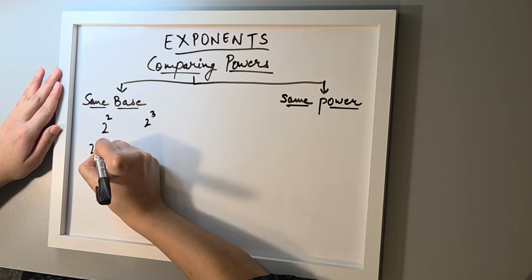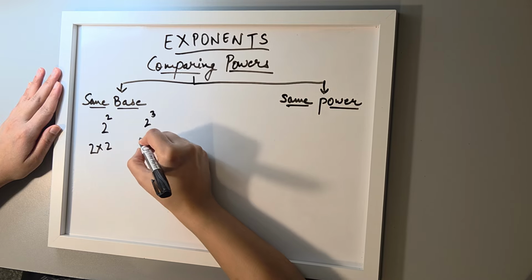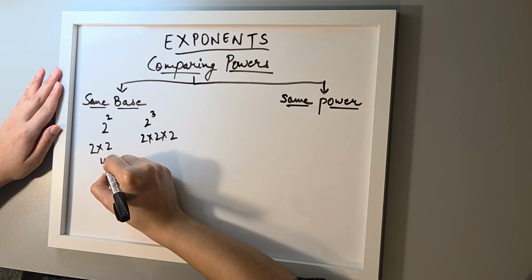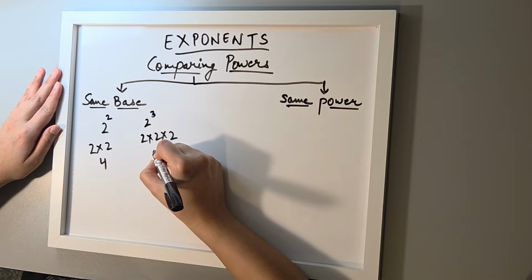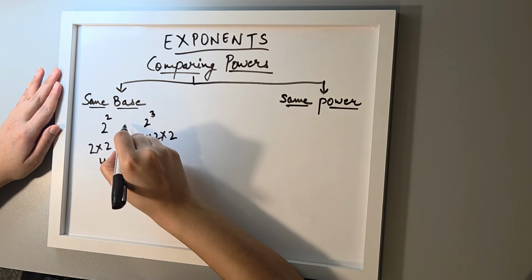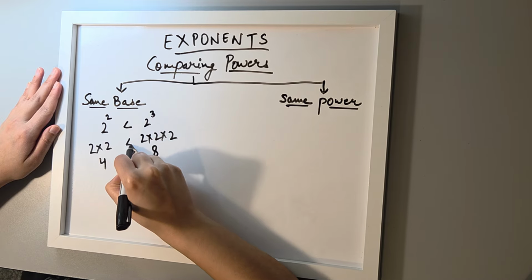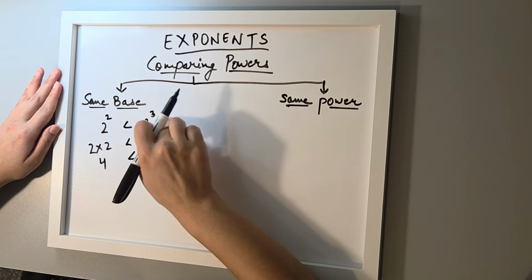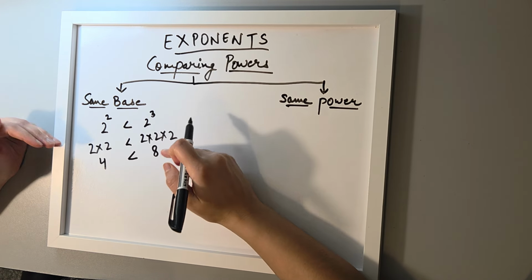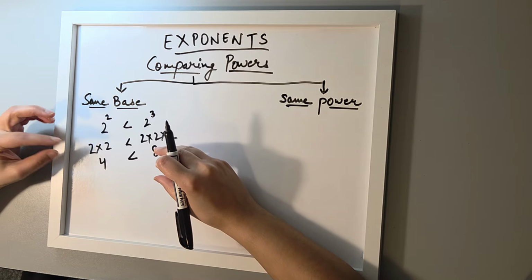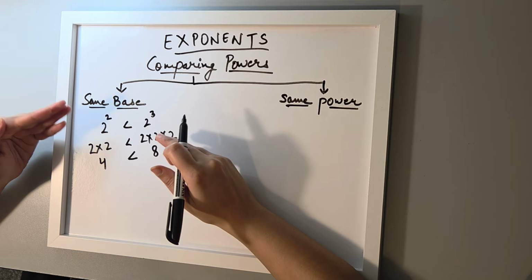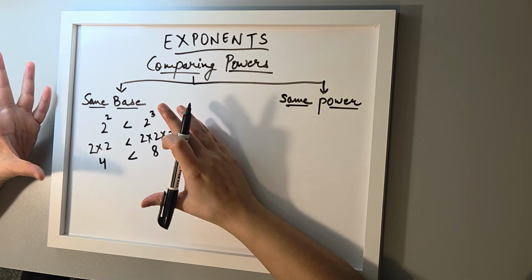So what do we say? 2 into 2, and here we say 2 into 2 into 2, okay. So this is 4 and this is 8. So which one is bigger? 8 is bigger. So 2 to the power 3 is greater than 2 to the power of 2. So it's a bit common sense, right? If we are multiplying one number more times, it's obviously going to increase in value.